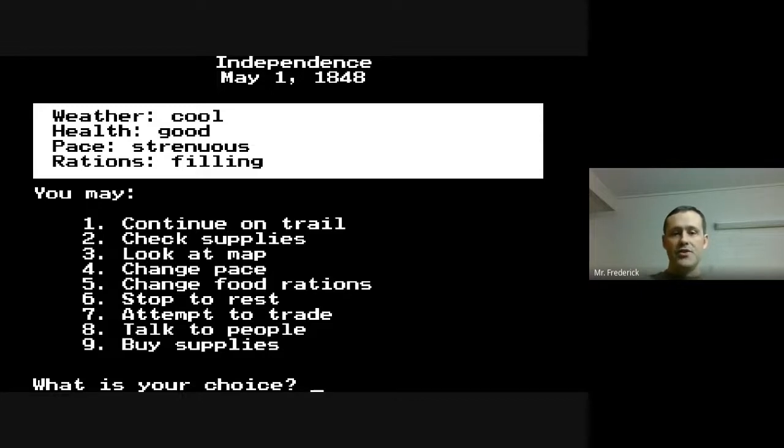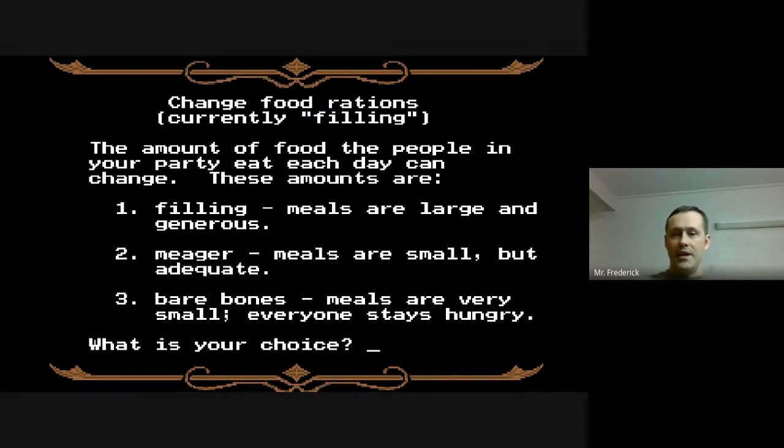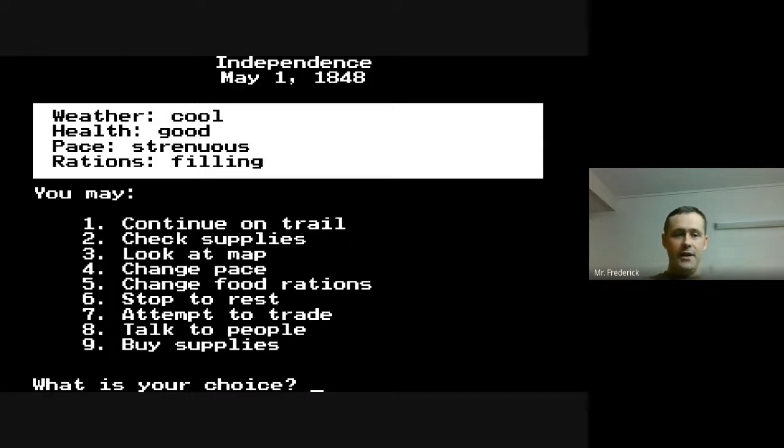Let's see, food ration, number 5, change food rations. This is how much food each person gets in your group. You can give them filling meals, which are large and generous, meager meals, which are small but adequate, or bare bones. Meals are very small and you stay hungry. Keep in mind, if you're hungry and tired and not getting sleep, you will get injured, you will have more problems with disease. So there are consequences to your choices. I'm going to choose filling because I'm thinking if I'm working hard but feeding everybody pretty good, I might survive a little longer. 6, stop to rest.